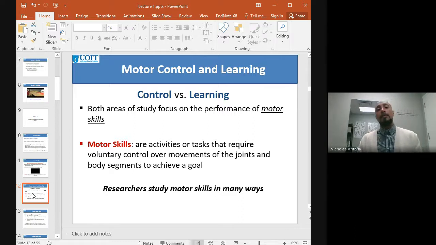So, like I was saying, obviously the two topics in this course, which are in relation to each other, are motor control and motor learning. Now, what is the difference between motor control and learning? Well, they're similar in the sense that they both evaluate motor skills. They're both analyzing our ability to perform motor skills. And like I said, motor skills are our voluntary control or movement of our body to achieve a particular goal. So it's purposeful movement.